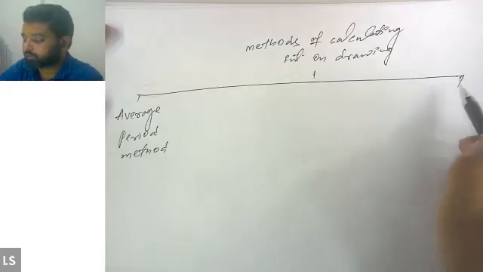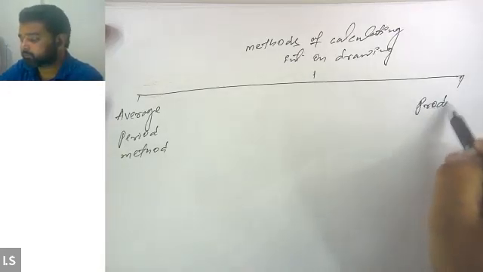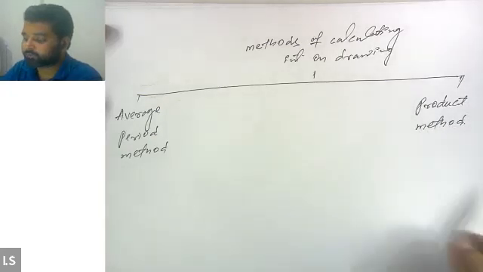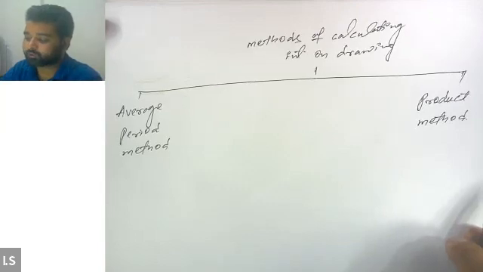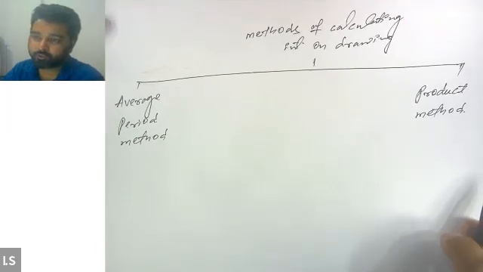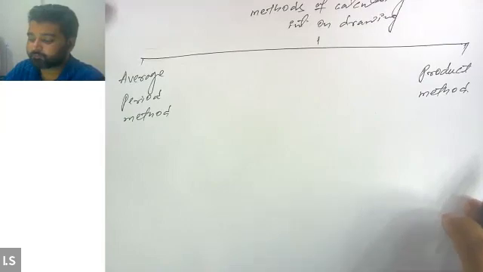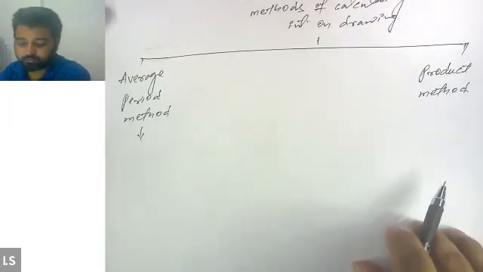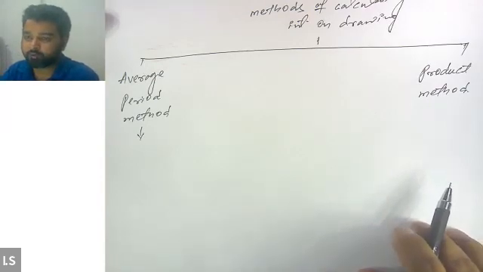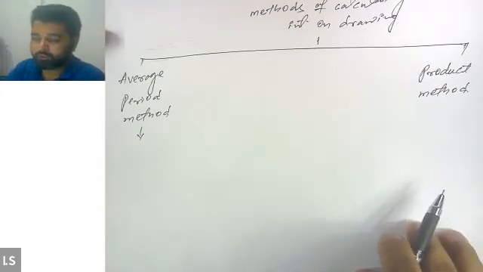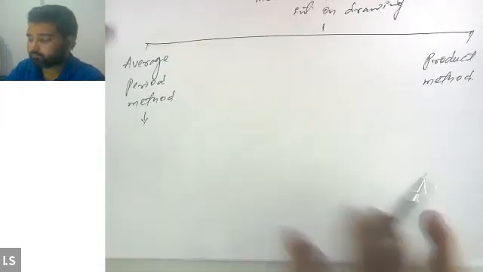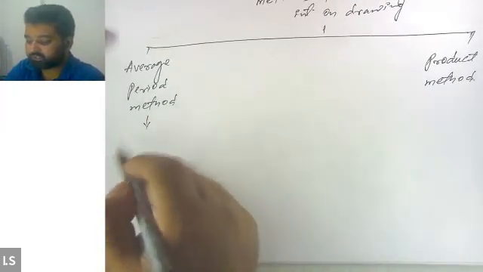And the other is called product method. So we have two methods for calculating interest on drawing, and these two methods are applicable in two different situations. Like for example, if partners are making withdrawal from the firm and the withdrawal is of equal amount and at equal interval. I will explain it. Let me first write it down.